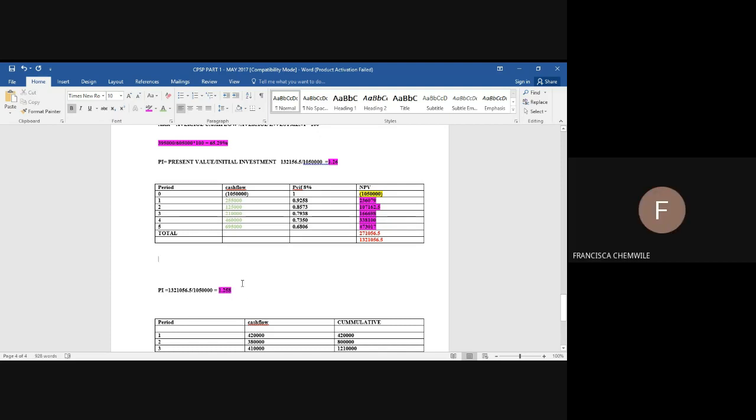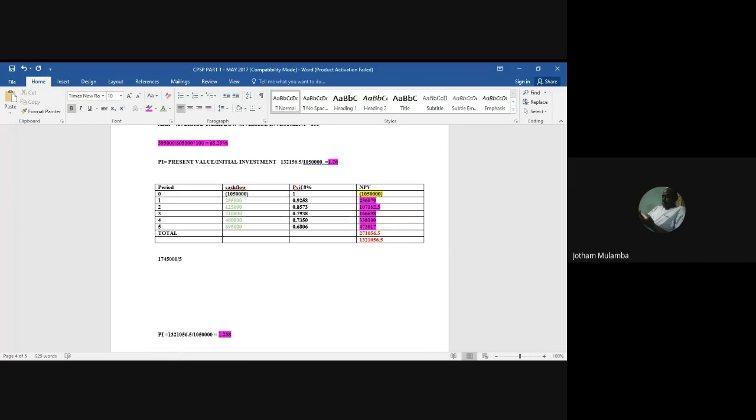I'm getting 1,745,000. Yeah, 1,745,000. We divide that by 5 so that we get average cash flow. What do you get if you divide by 5? 349,000. Thank you. Okay, so now we want to find the average investment.